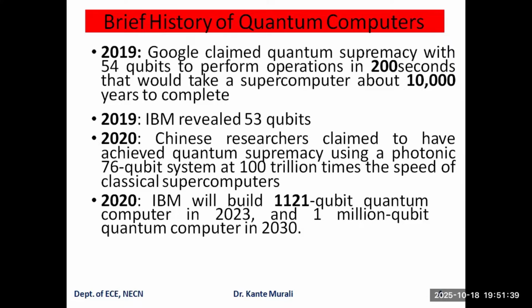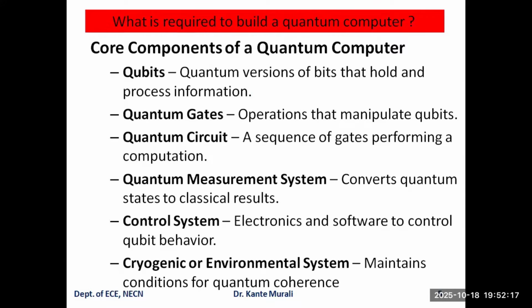Still, they are for specialized problems, not general purpose computing, but they have shown how rapidly the field is progressing. By 2030, IBM even plans for million-qubit machines. By seeing this, we see the rapid growth of quantum technologies. Now let us see what is required.